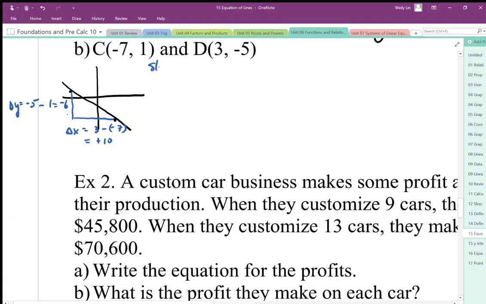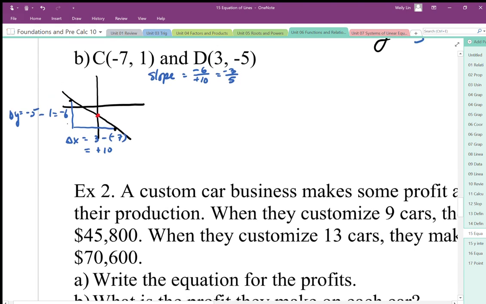So my slope ratio is going to be, make sure that you do your vertical first, -6 over +10. I'm going to simplify that to -3 over 5. That looks right. My slope is negative. That's the right looking slope. So I want to find my y-intercept now. If I were to guess, it looks like maybe -2, somewhere around there. But I don't want to guess at this.